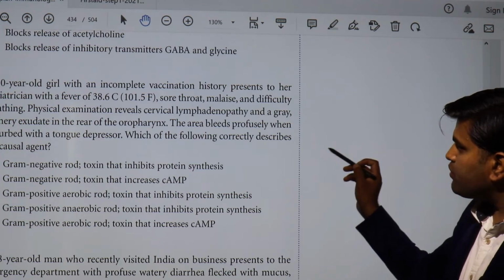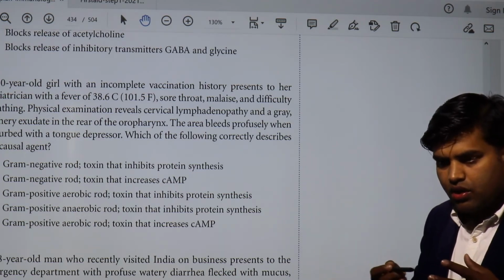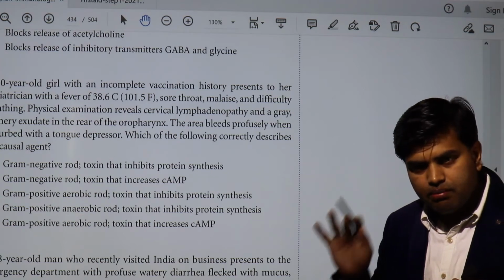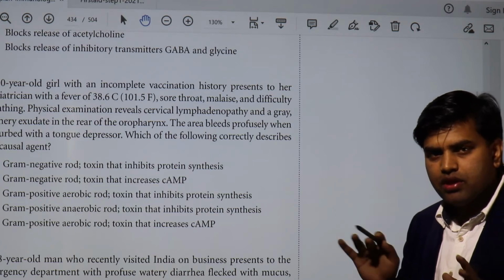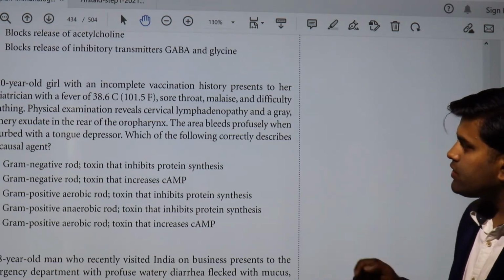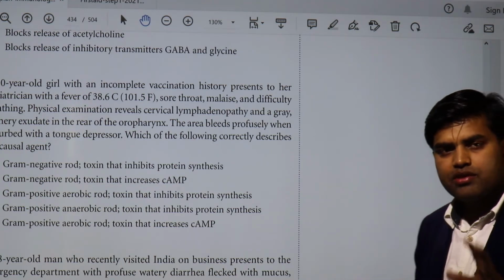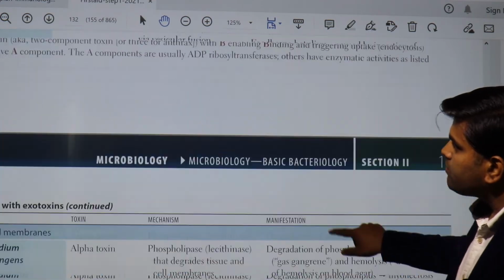The area bleeds profusely when disturbed with the tongue depressor. This gives you another clue that this pseudomembrane easily bleeds to touch, and that is the feature of this pseudomembrane. This is due to Corynebacterium diphtheriae. So which of the following correctly describes the causative agent? Now we have to understand, okay, Corynebacterium diphtheriae, what was it doing?